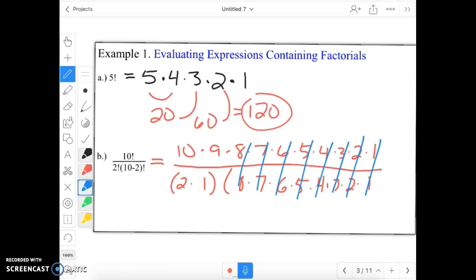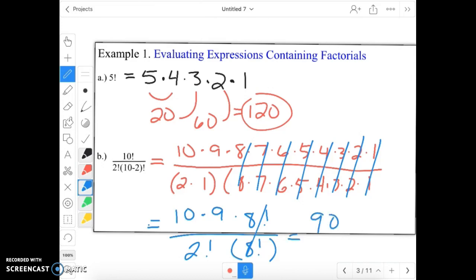Now, if I had realized this before, what I could have done was said 10 times 9 times 8 factorial, because I know that I'm multiplying by everything below. And then we have 8 factorial right here, which would cancel out. So really, it's just going to be 10 times 9, which is 90, divided by 2 times 1, which is 2, which will give us 45 in the very end. Okay? Hopefully that made sense to you. Just the two ways that I kind of did it there.